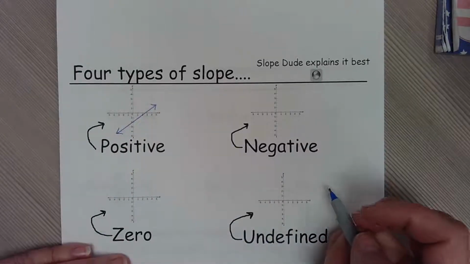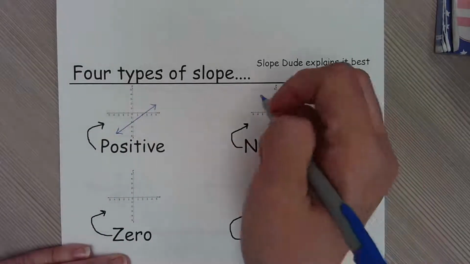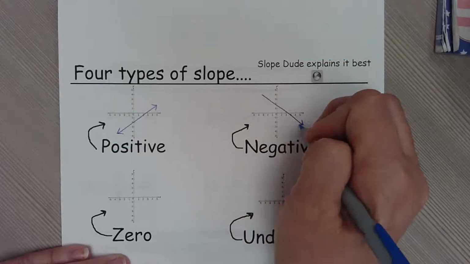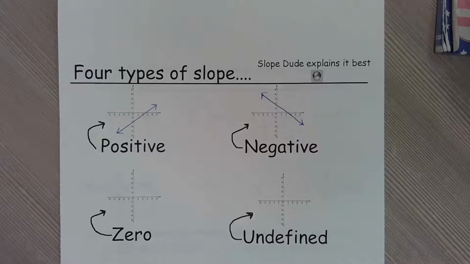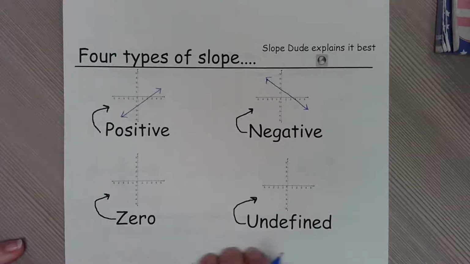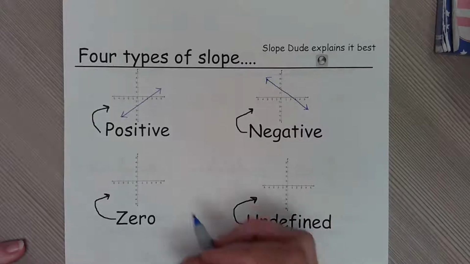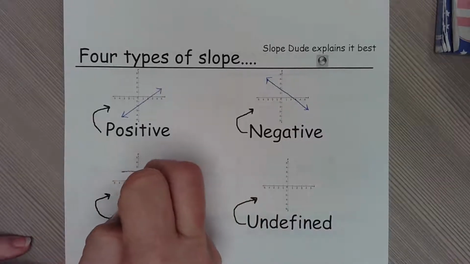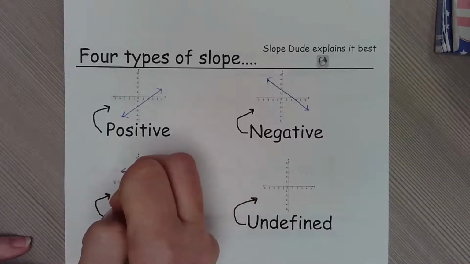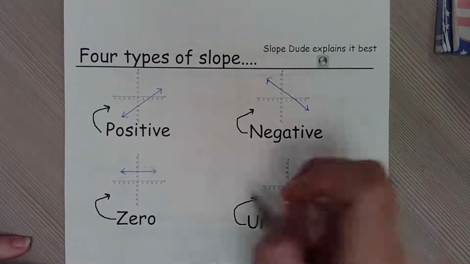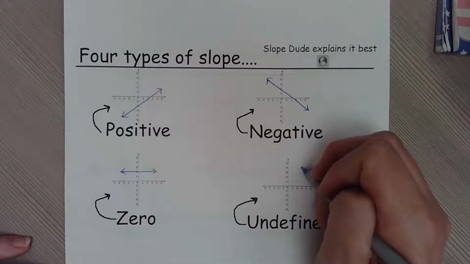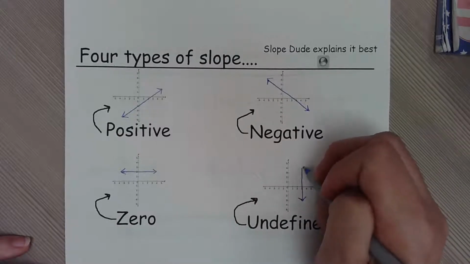Negative slope, obviously the opposite. Again, left to right, it'd be going down. So that's just an example of negative slope. Zero slope means there is 0 incline whatsoever. So it would just be a horizontal line. And undefined slope is the opposite of 0, which is straight up and down, a vertical line.